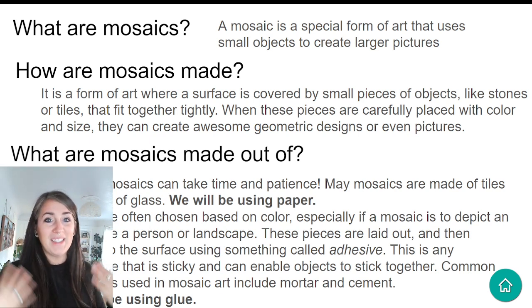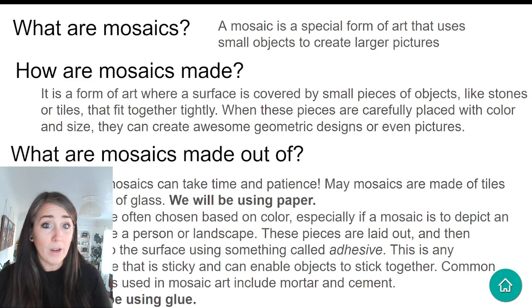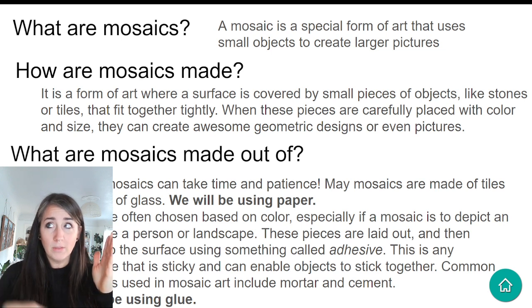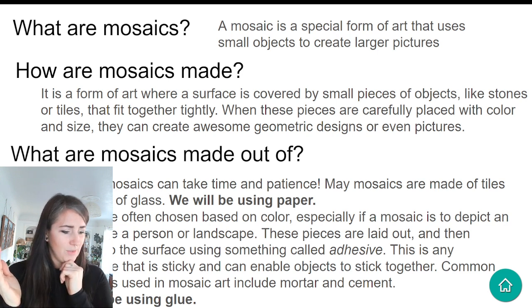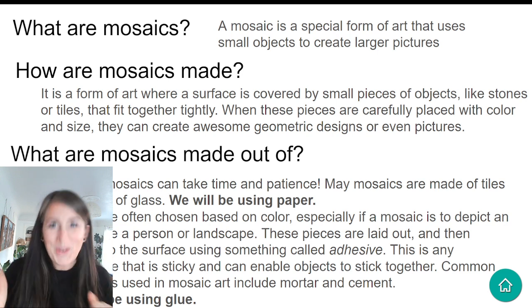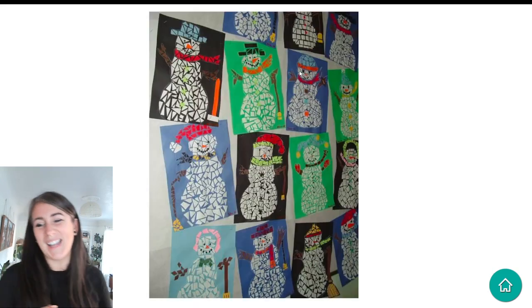So when we're using an adhesive in mosaics, depending on the materials, it might be things like mortar, it might be cement, but we're going to be putting paper on top of paper. So what might be a good adhesive for us to use? Glue. We're going to be using glue for this project. So you'll need glue for next time.